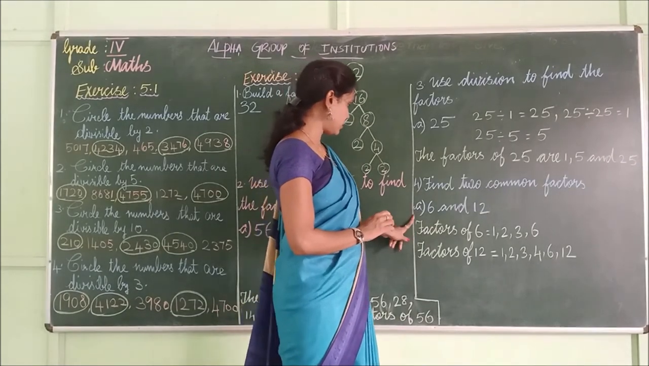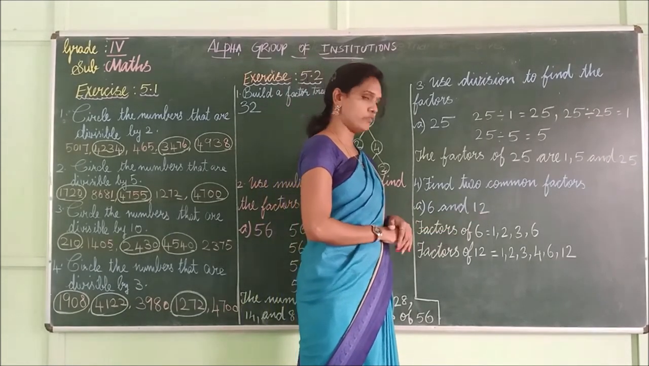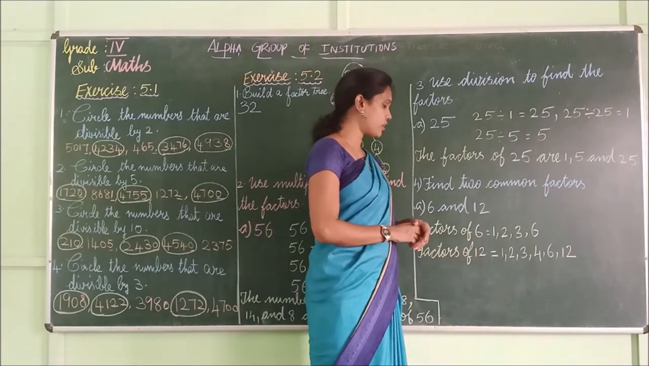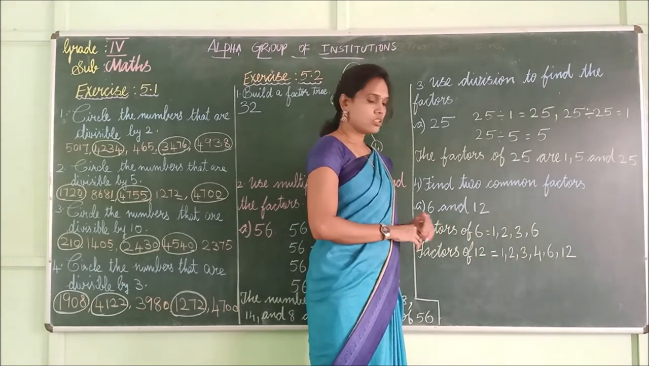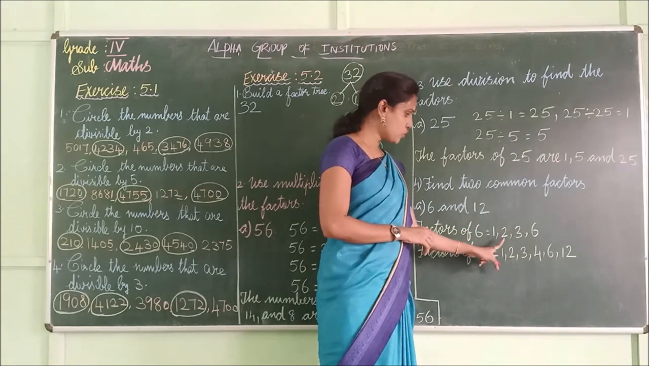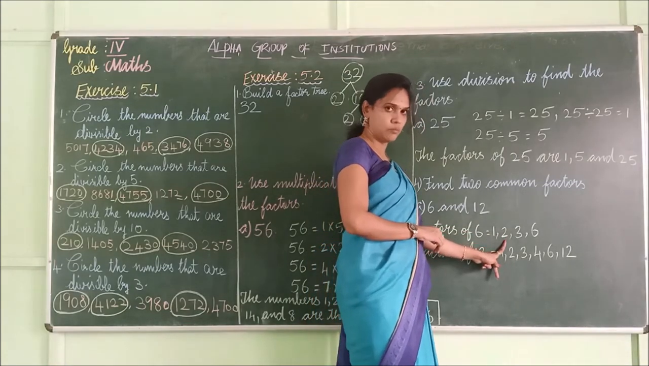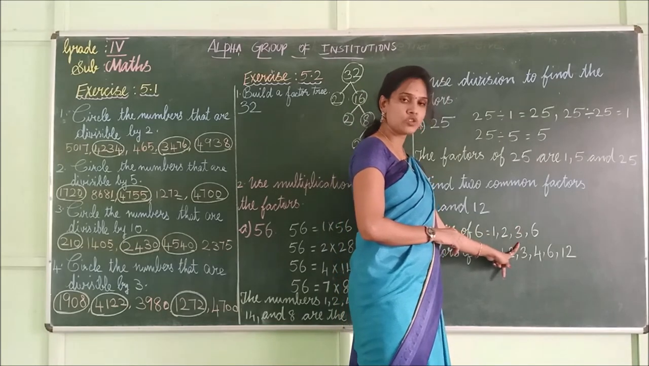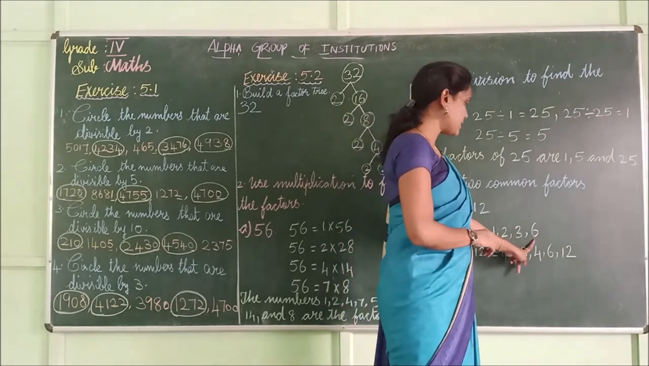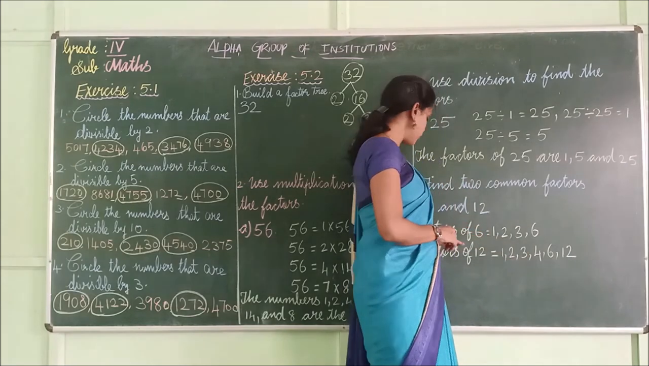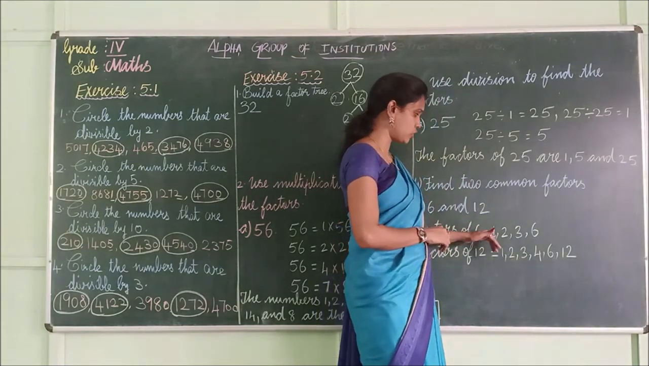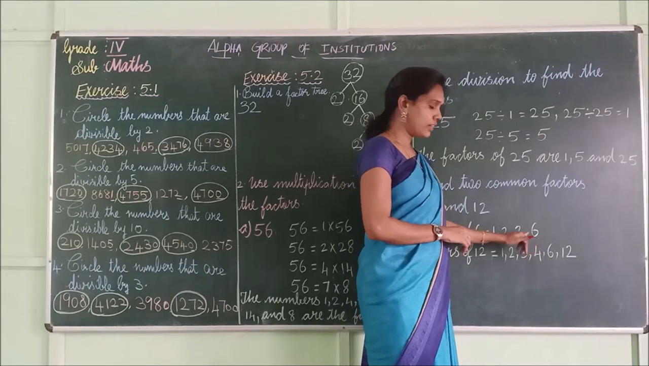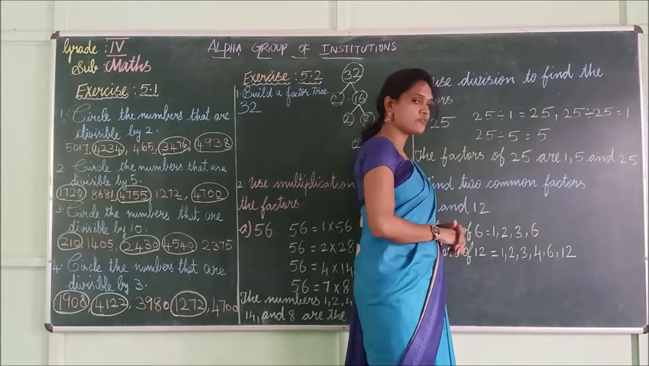They have given 6 and 12. Factors of 6. So in 6, which tables will it come in? In the 1 table, 6 will come. In the 2 table also 6 will come. 2 3s are 6. In the 3 table also, 3 2s are 6. Next, 6 1s are 6. So factors of 6 are 1, 2, 3, 6. In this table only 6 will come.